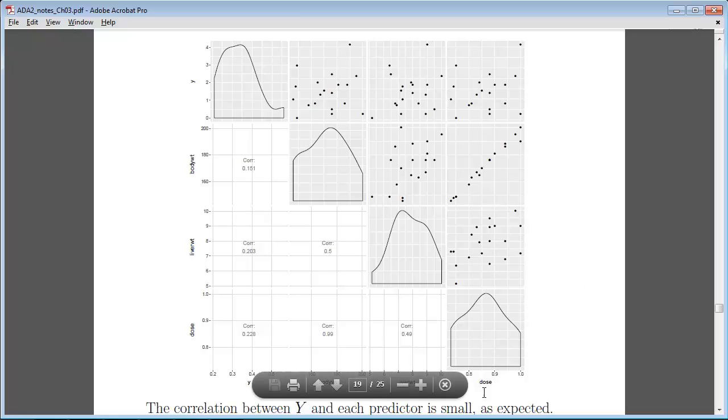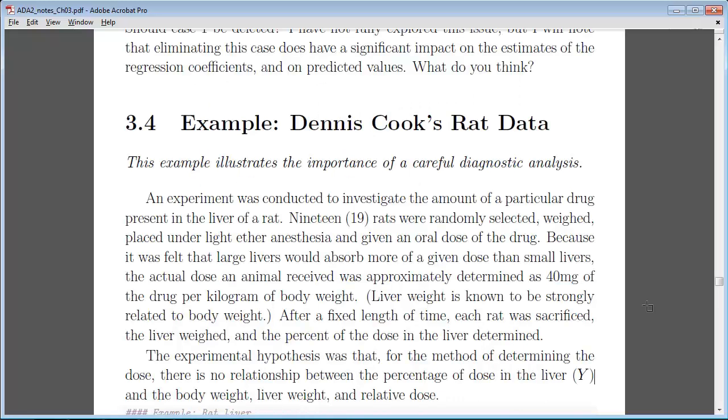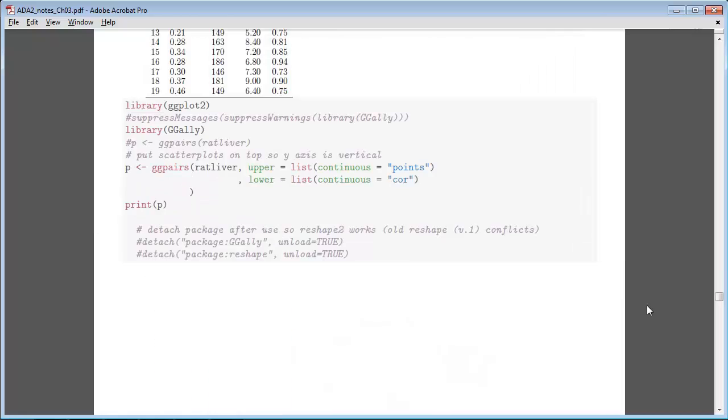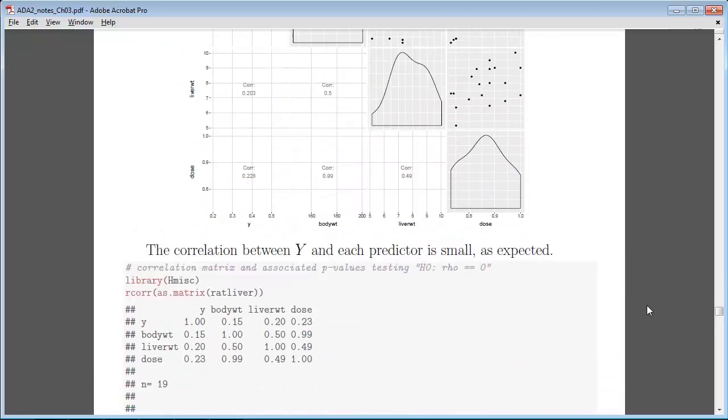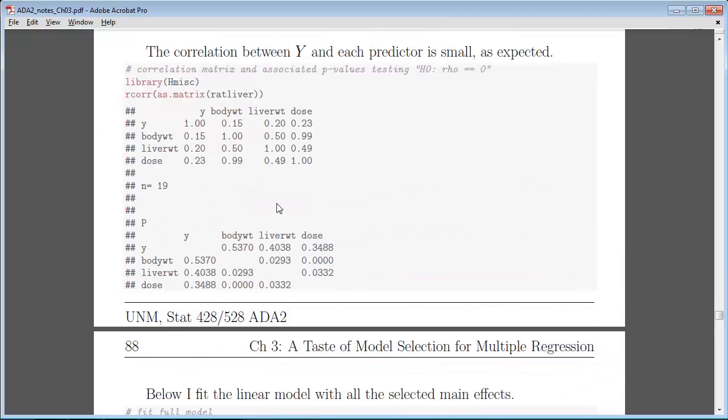That's because we gave more of a dose to those with heavier livers. All right, sorry, that paged up. Here we are again. If we look at the correlation between the variables, we can see that there's fairly low correlation between the response variable, the percentage of the dose in the liver, relative to the other variables.